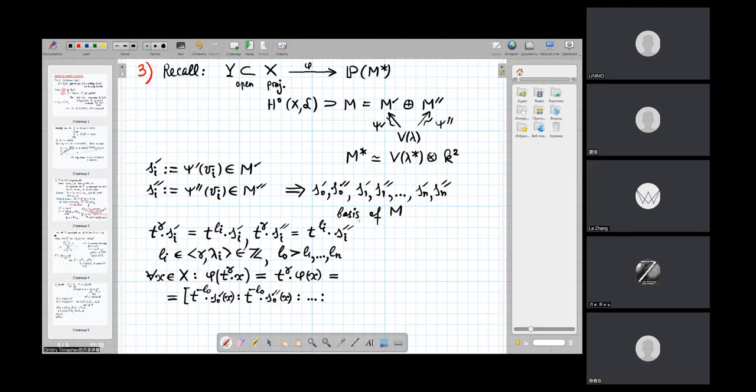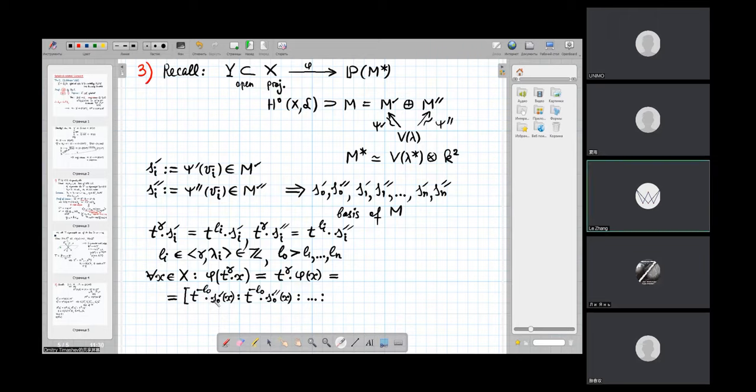Because when you act on a function, you act on the argument of the function by the inverse element of the group. So now let's look at the previous line. You act on the point by the element t to the gamma. This means that you act on the coordinate function by the inverse element of this group. And that's why this minus is coming.